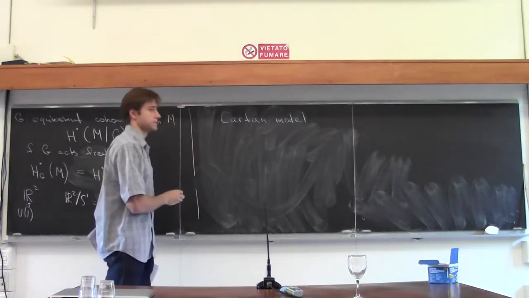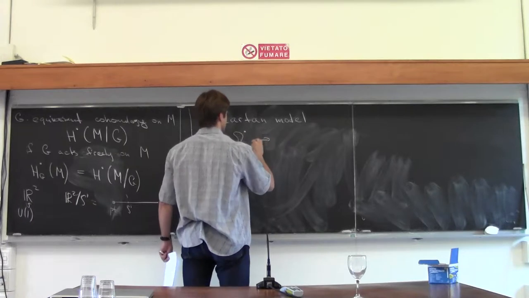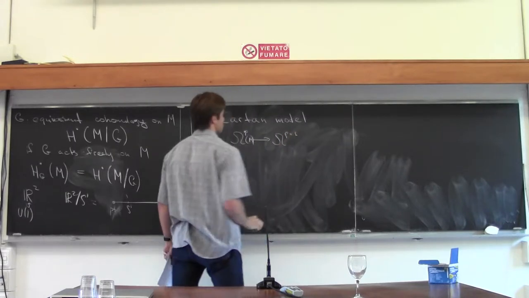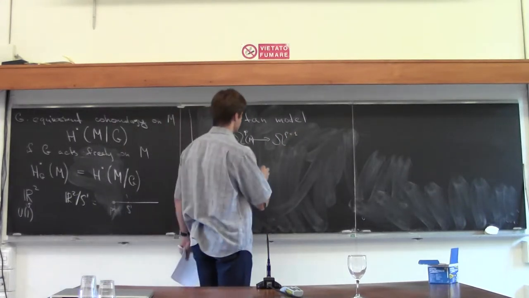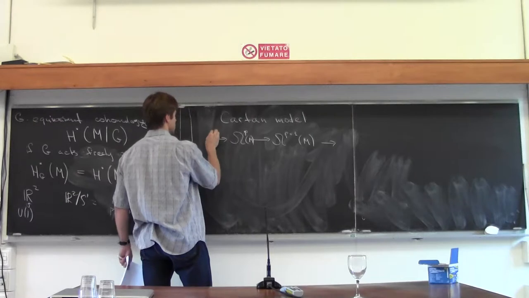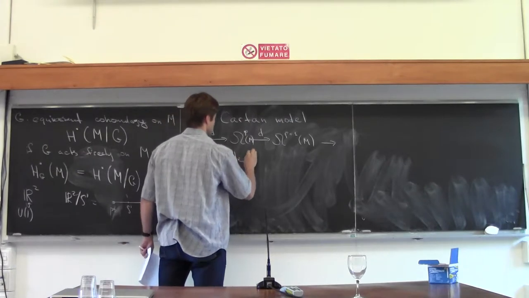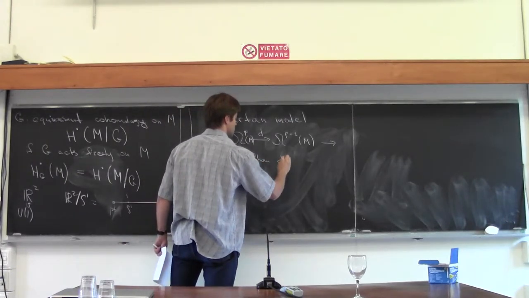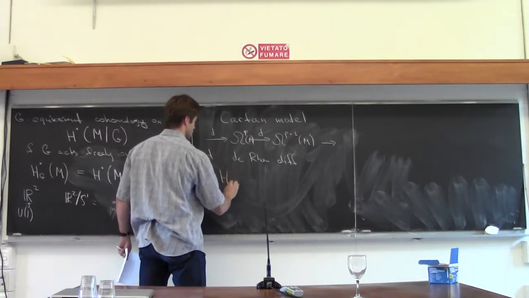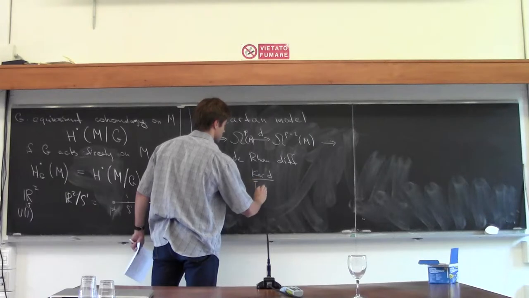We consider the complex of differential forms of M. So Omega^p would be differential forms of degree p on M. And we have the complex with the differential d being the de Rham differential. And the cohomology in degree p would be the kernel of d quotient by the image of d.